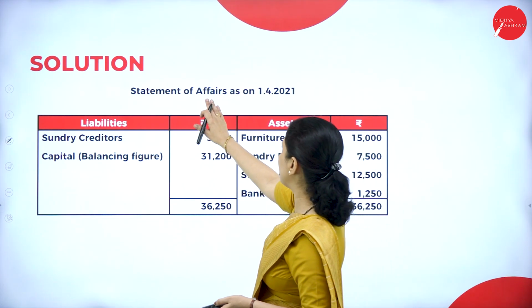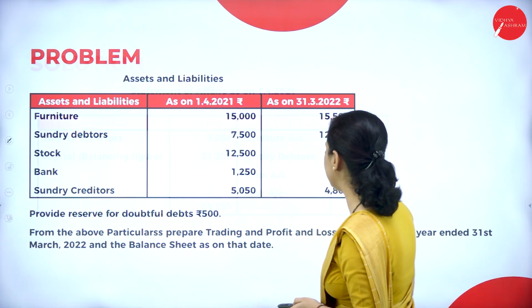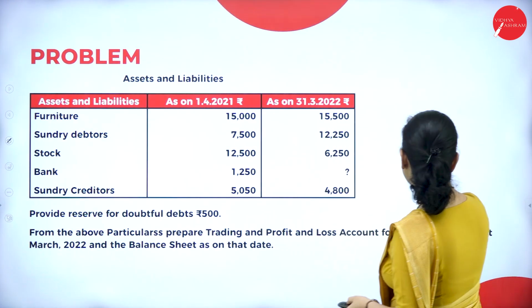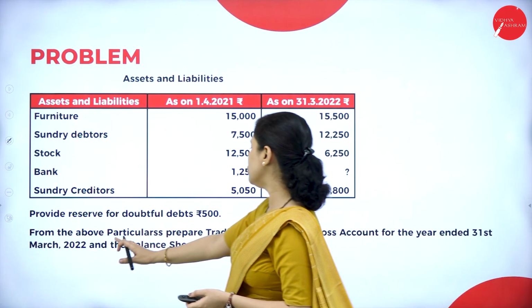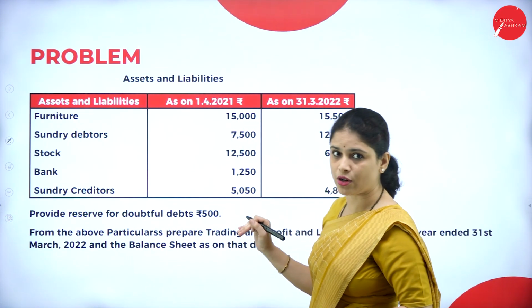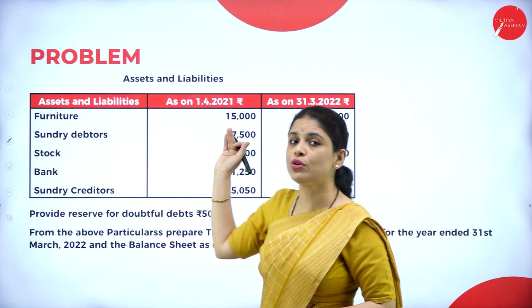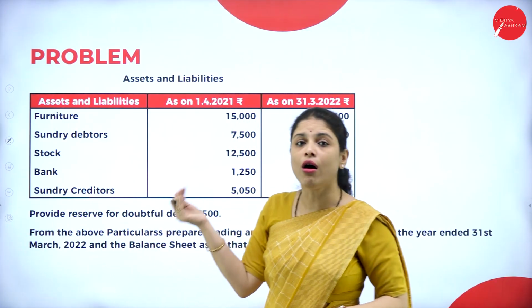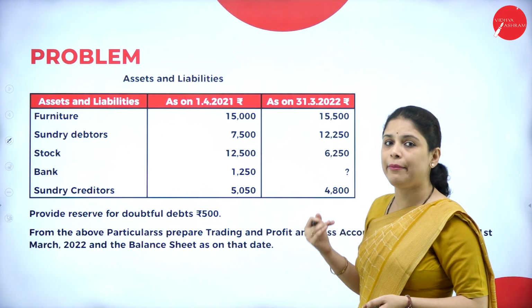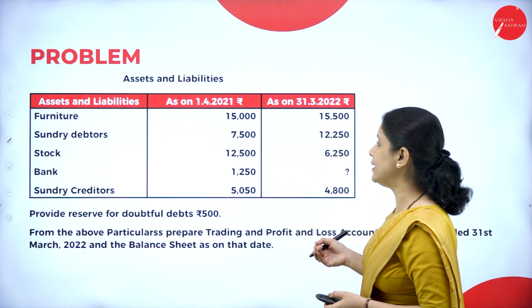Statement of affairs as on 1/4/2021. The year ended is 31st March 2002, and we have to prepare trading and profit and loss account. This is the closing, so what do we have to do? We have to take all the opening assets and liabilities to find out the capital.